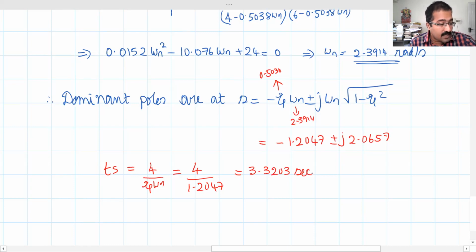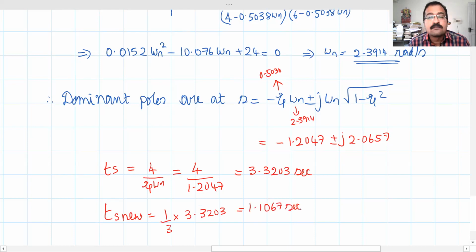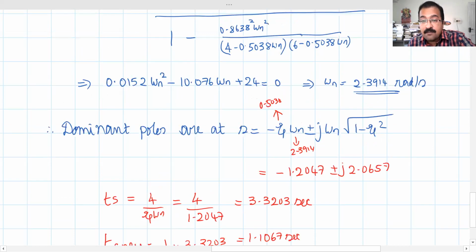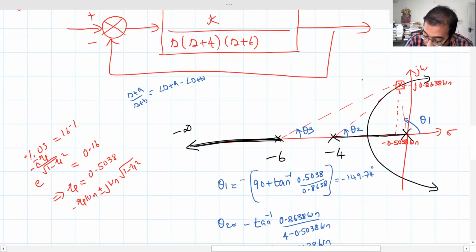Okay, now we are asked to design so that there is a threefold reduction in settling time. So what is the new settling time? Ts new will be 1/3 of 3.3203. That will be around 1.1067 seconds. Okay, so now what happened? You see, settling time is new. That means somewhere here is the new dominant pole. It is not on the root locus. So that means the root locus has to be reshaped so that it passes through this desired dominant pole.